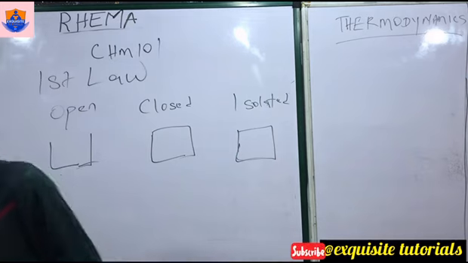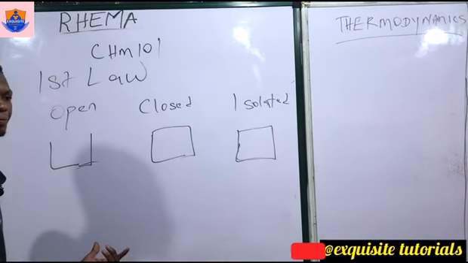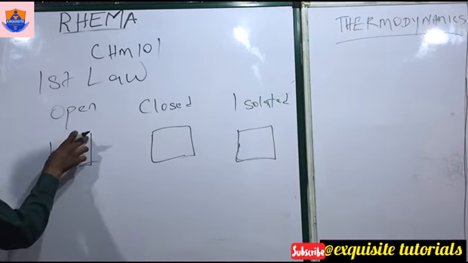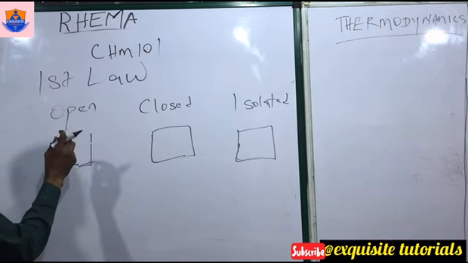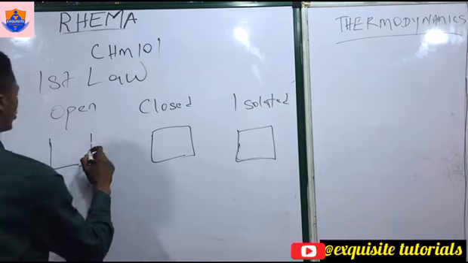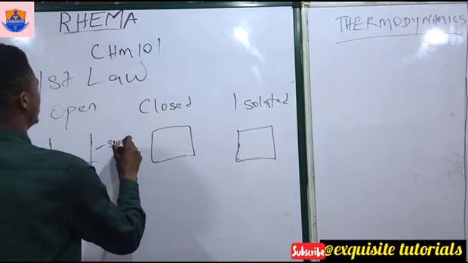Now, let me explain. An open system is a system which is open. In an open system, this place is totally open, meaning heat can pass. Here's the system, and here is the surrounding. Don't ever forget, here is the surrounding.